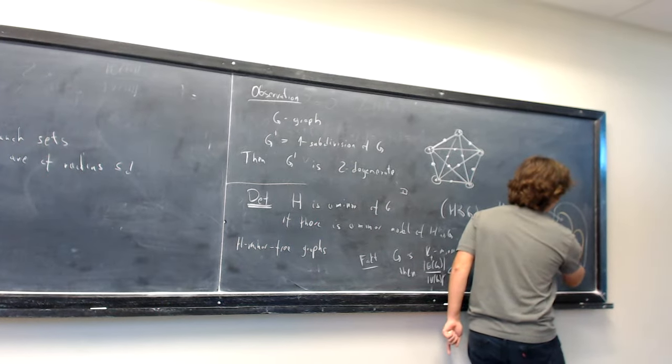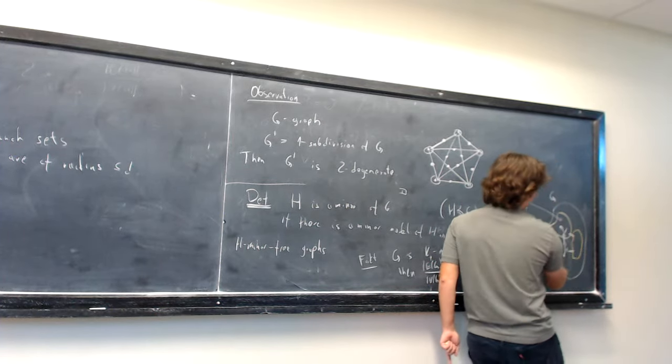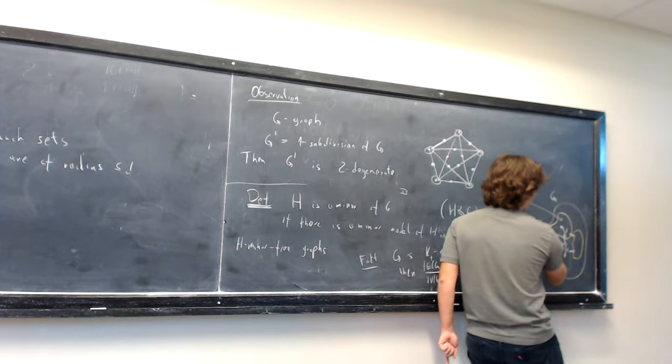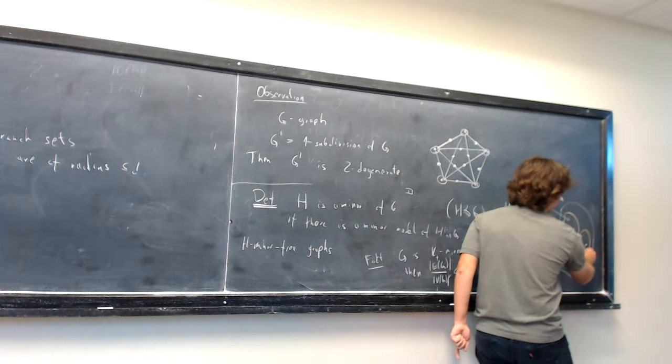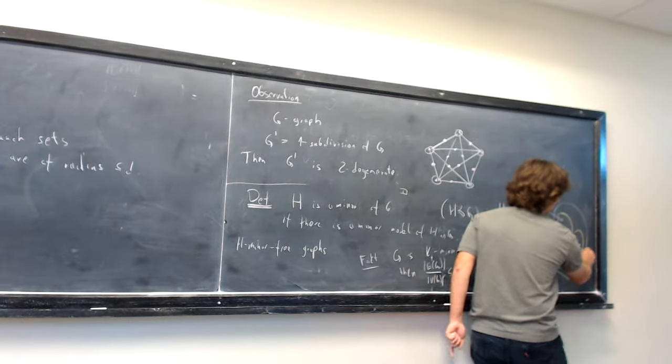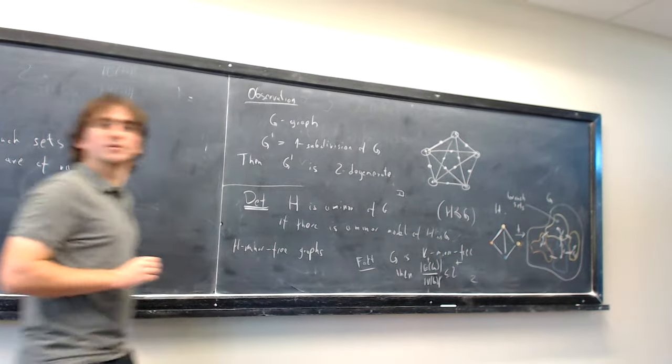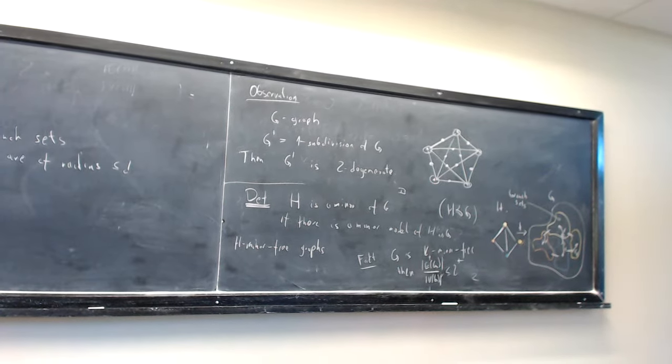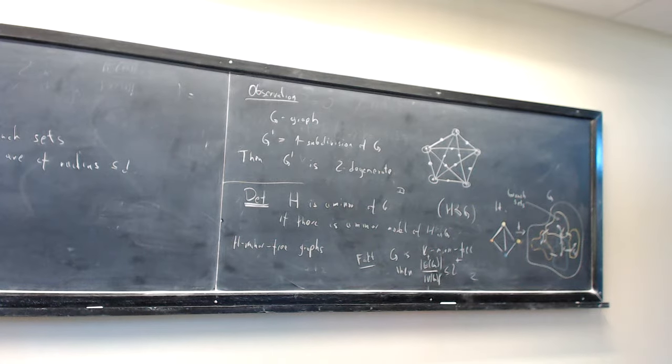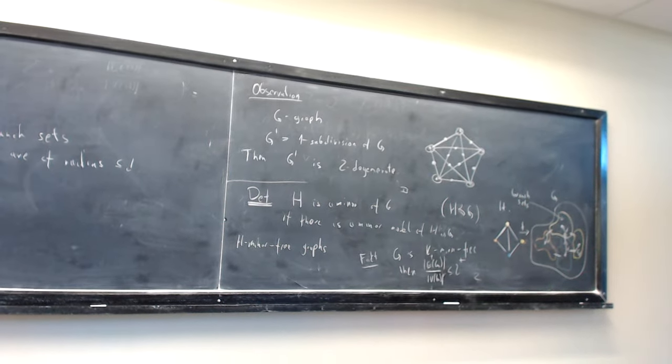Each of them needs to contain a vertex such that all the other vertices of this branch set are at distance at most d as well. Is it clear? Yes? So this is the idea that somehow we are now thinking that this minor model needs to be local, in a sense.